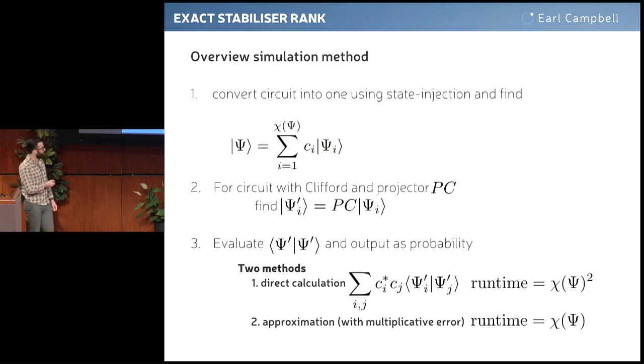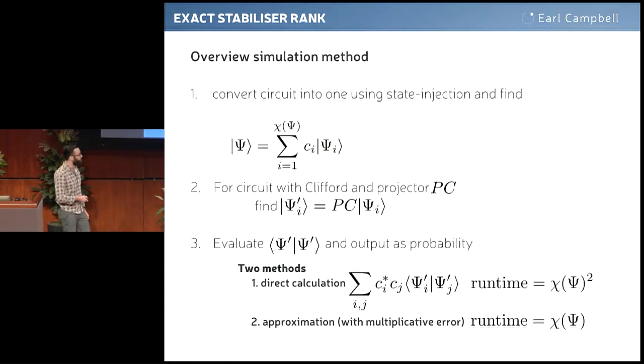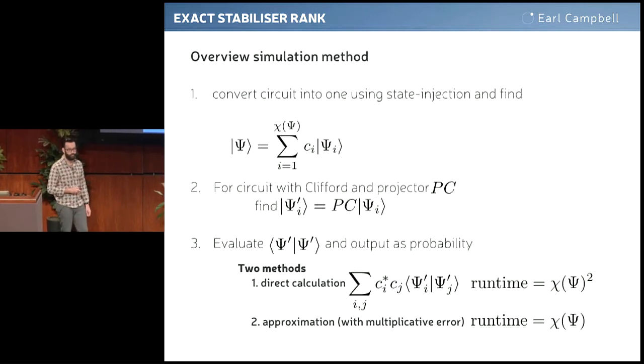But in a later paper by Bravyi and Gosset, they showed that you can actually get a better scaling, which only runs with chi, which is a very, very significant saving, at some price that there's a small multiplicative error by approximating this norm estimation procedure. There are a lot of technical details there that I won't go into today. The important take-home message is that if you find states with low chi, you can find a runtime that scales with chi rather than chi squared.